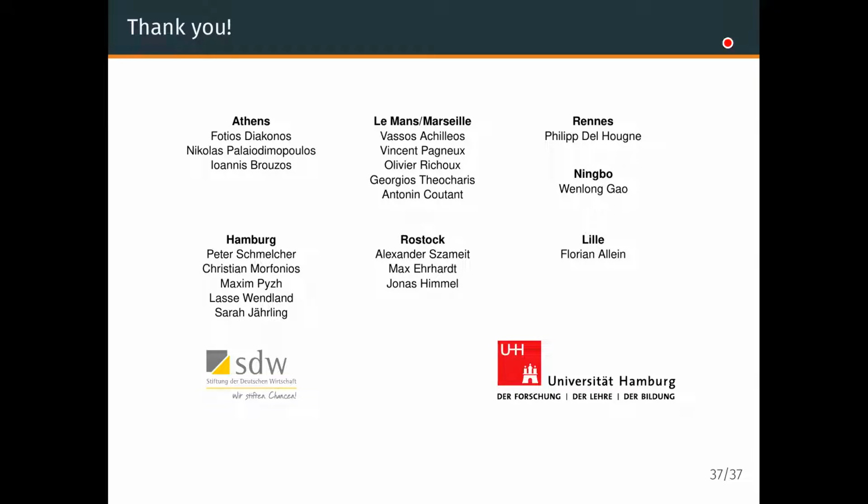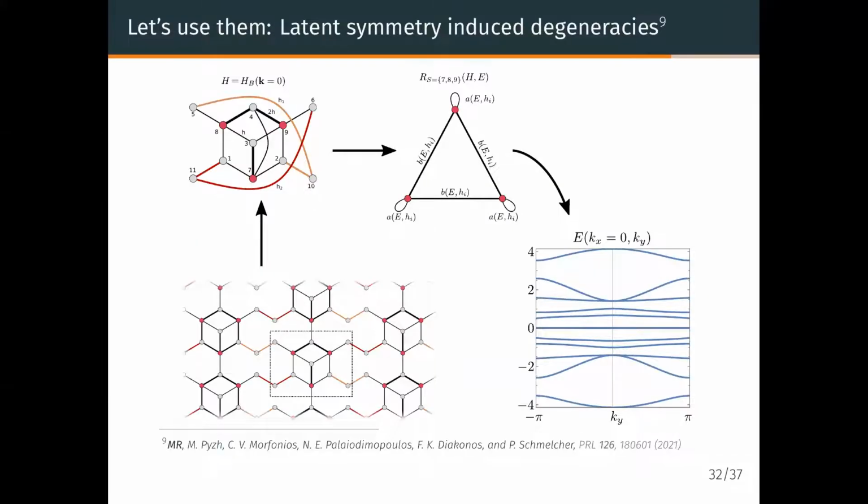Hello. Hey, Wenlong. There we are. Hello, Malte. Quick question. So your last example, your last slides. That one? So the latent symmetry, yeah. So the latent symmetries are only valid at the gamma point in this particular example, right?